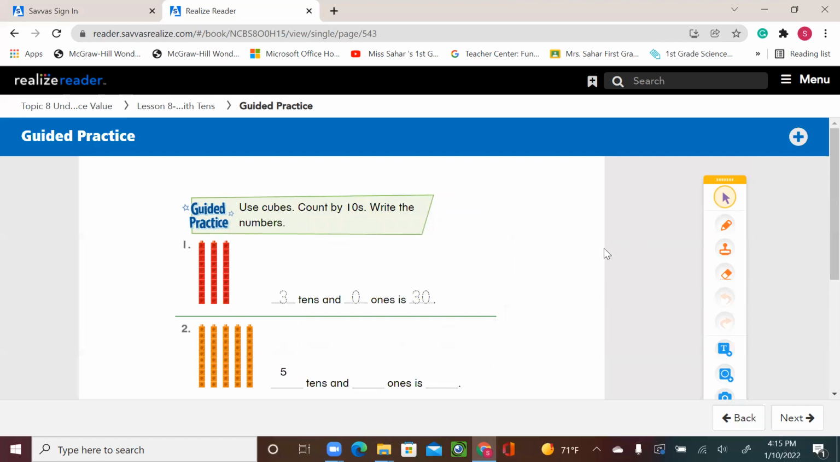And I put it here. So now I have 5 tens. And do I see any ones? No, that means 0.